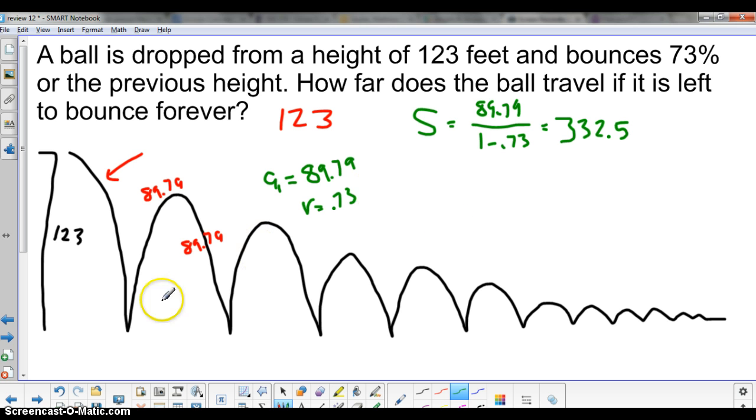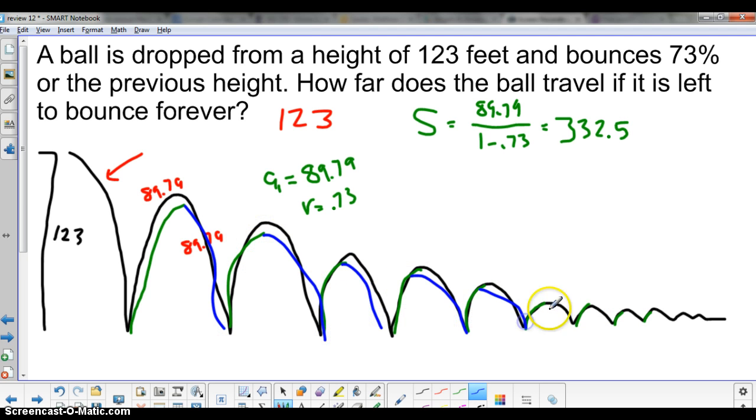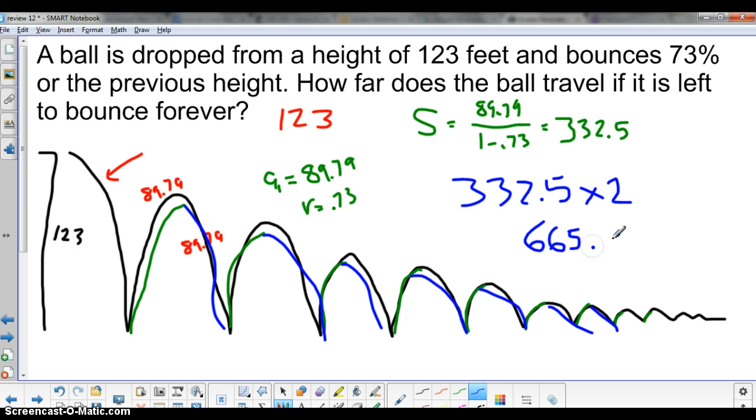But that only takes care of the up. That takes care of this and this. You've summed up this part of the sequence. You need to double that number, because for every time it travels up, it also travels down that same amount. So we need to double this. So it's going to be 332.5 times 2, 665.1. Maybe 665, because we rounded that 0.5 from the beginning.